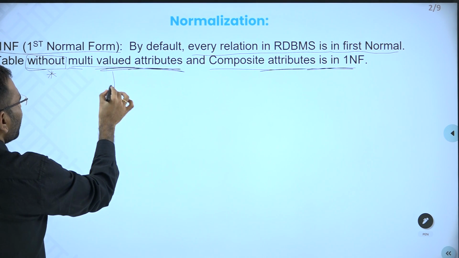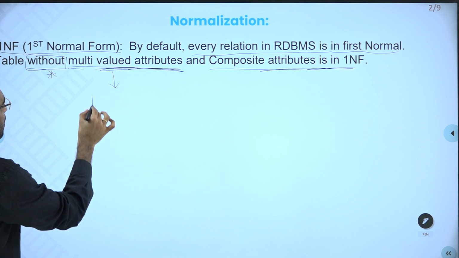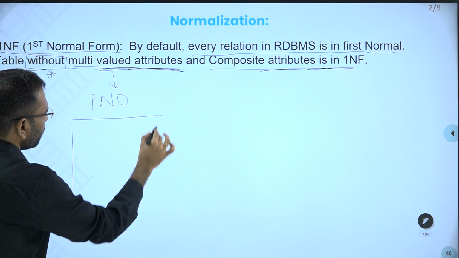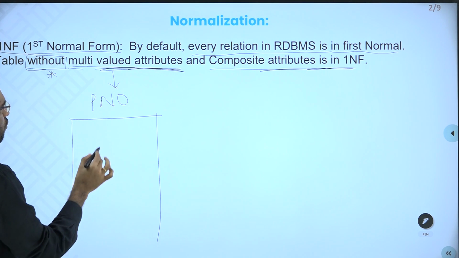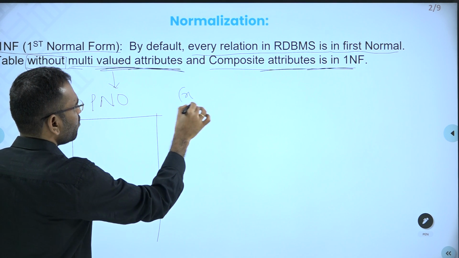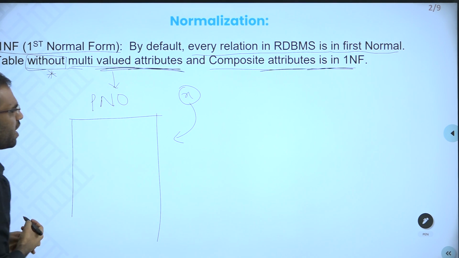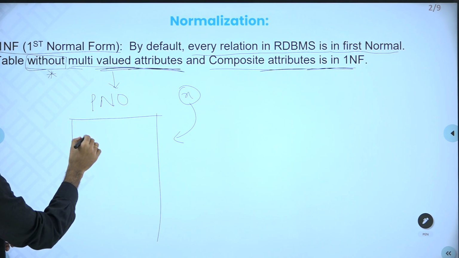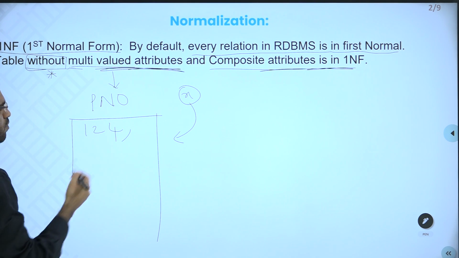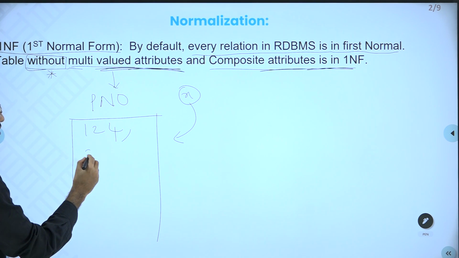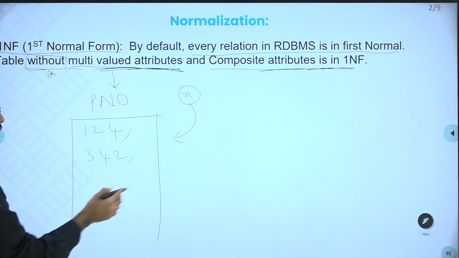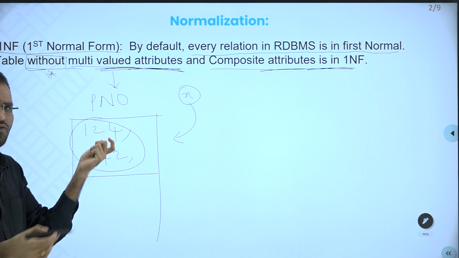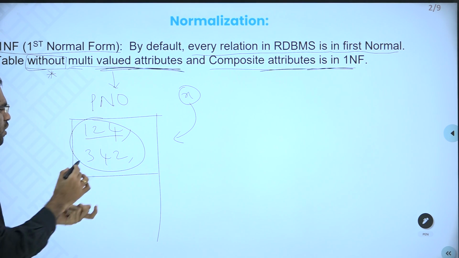Multi-valued attribute. What is a multi-valued attribute? Phone number we have taken. Suppose for any person X, employee X you take, the employee is having some personal phone number, yes or no? So I am assuming that this is 124, his personal phone number. He is also having 342, which is an office number. So the employee is having two, yes or no? His personal phone number he is having and office phone number also he is having.